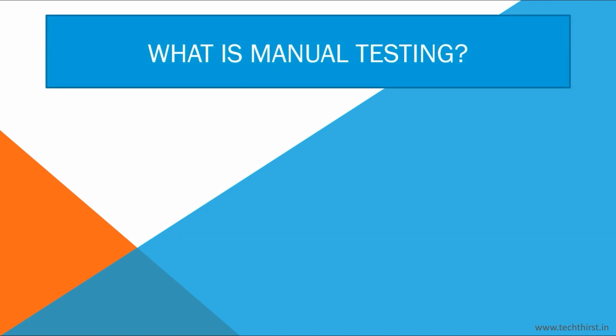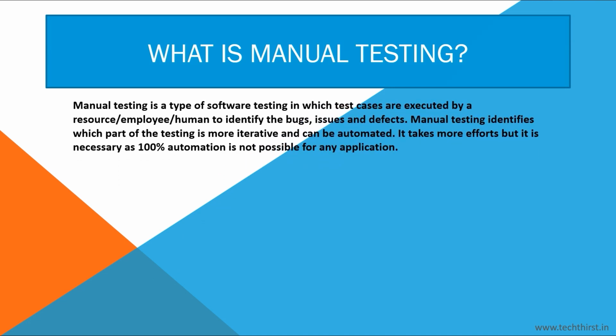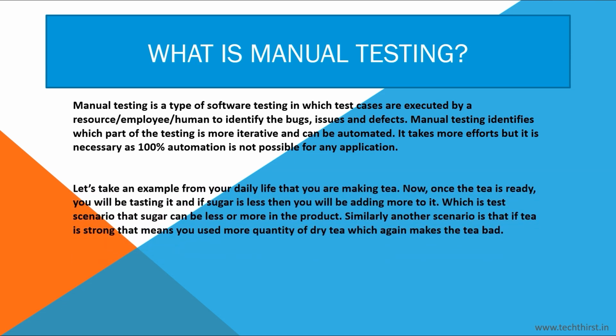Manual testing is a type of software testing in which test cases are executed by a resource or employee or human to identify the bugs, issues and defects. It also identifies which part of the testing is more iterative and can be automated. It takes more effort, but it is necessary as 100% automation is not possible for any application. It includes scripted test case execution, exploratory testing, and usability evaluation. Manual testing is valuable for its human-centric approach, but can be time-consuming.